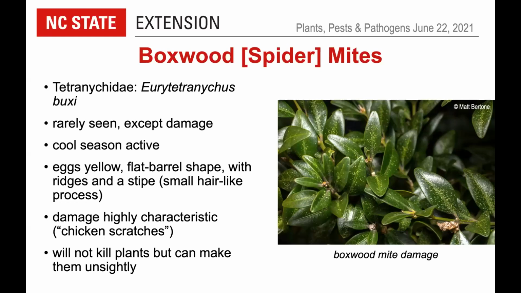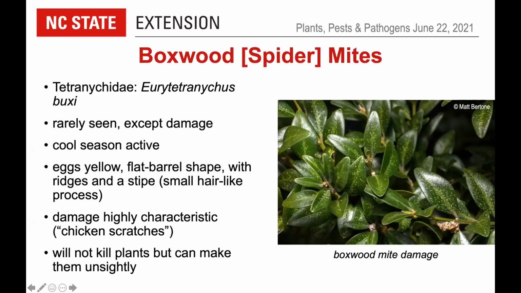You know, when it's cooler out and when it's very hot, you're not going to find them, but you will see this damage. Now I'll show you the critters in the next slide, but the eggs are yellow, flat, barrel-shaped with ridges and a stipe, which is a small hair-like process. This is not found in, say, the two-spotted spider mite. But it's really the damage that's very distinct.